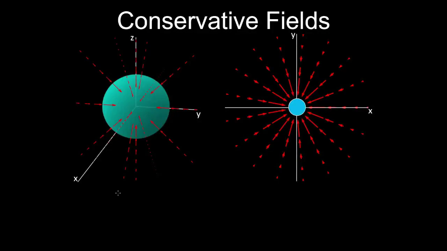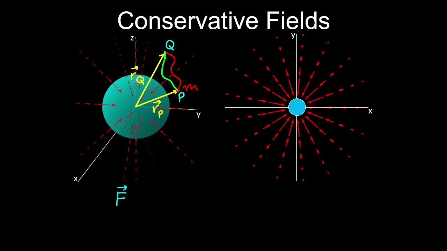A conservative field is a special type of vector field where the work done to move an object from one point P to another point Q only depends on the initial position, represented by the position vector to point P, and the final position, represented by the position vector to point Q. For example, moving a mass placed in a gravitational field from point P to point Q over any path between these 2 points requires the same amount of work.